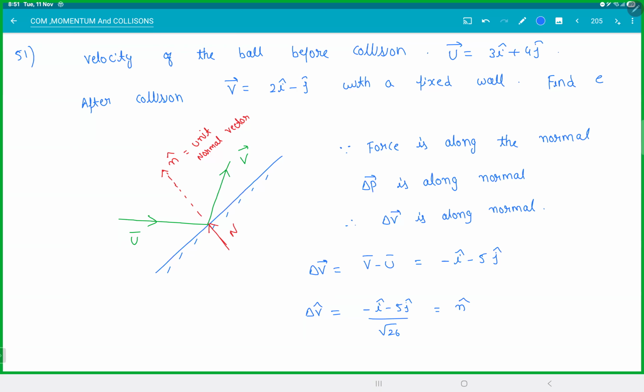Let's see. Any doubts on this concept, everyone? The change in velocity must be along the force. And when you're hitting the wall, how is the force? The force is along the normal. That means the change in velocity vector and the normal vector must be in the same direction. If two vectors are in the same direction, they're parallel vectors. That means their unit vectors must be the same. So delta v cap and n cap are equal. Clear?